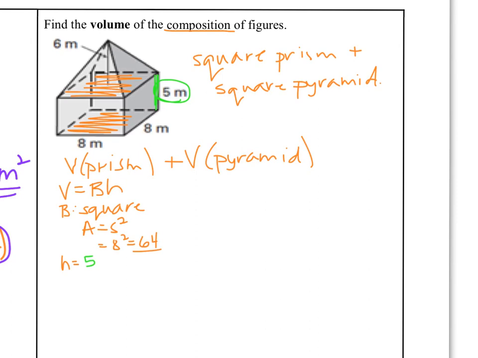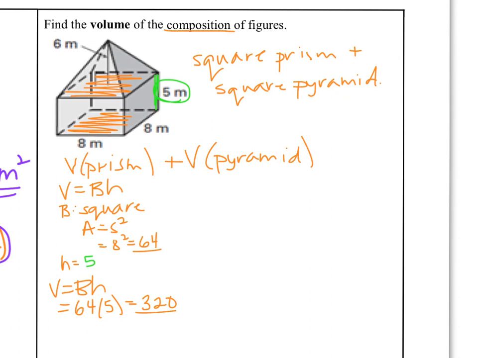Now to get the volume of that bottom half of this composition, we're going to take capital B times H. So capital B, the area of the square, was 64, times 5, which is the height, and that gives us a total of 320. So we'll start with that.